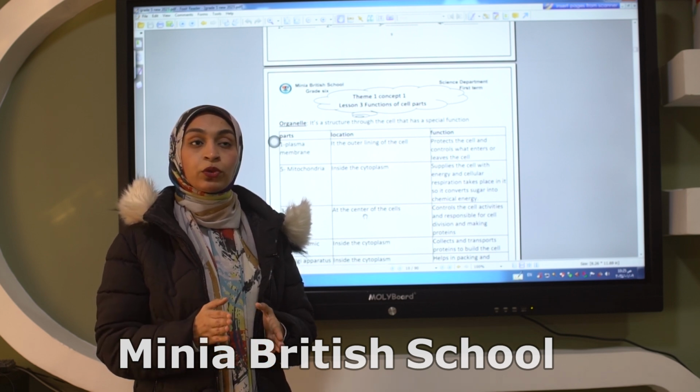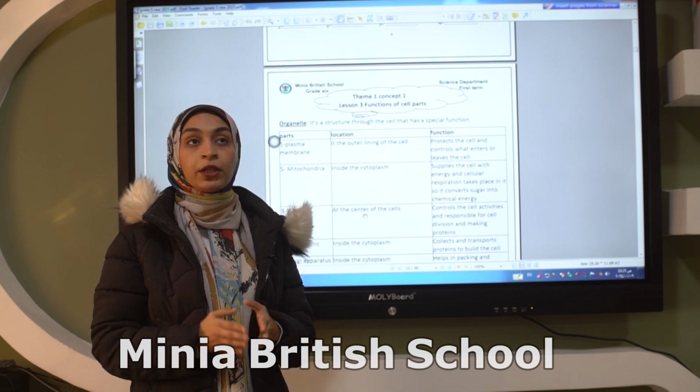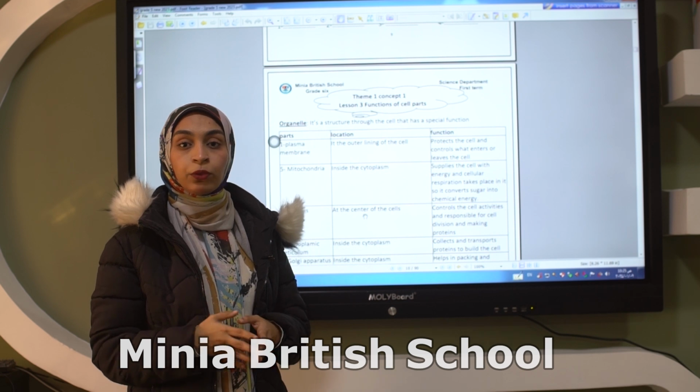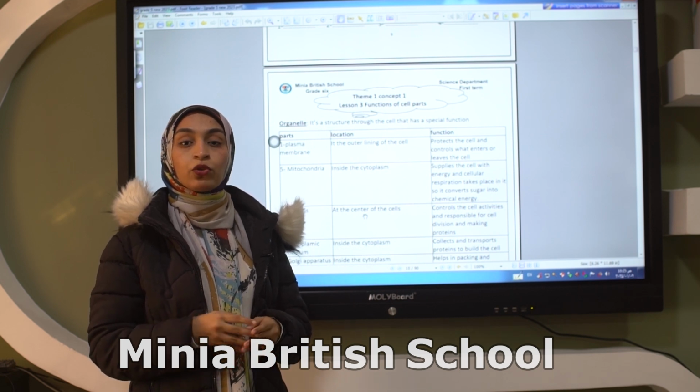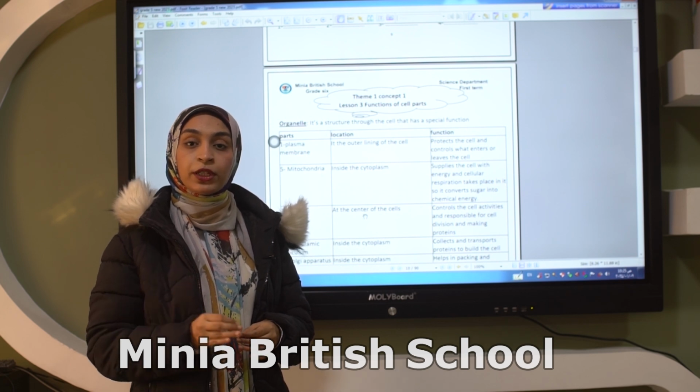The last part we talked about in this concept is the excretory system. The excretory system must get rid of the waste out of the body to be healthy, and if we don't get rid of this waste, we will get sick.